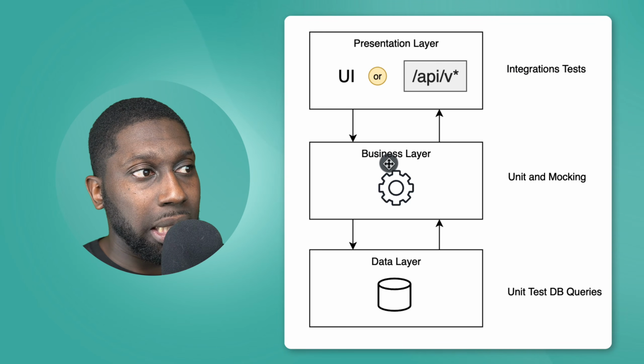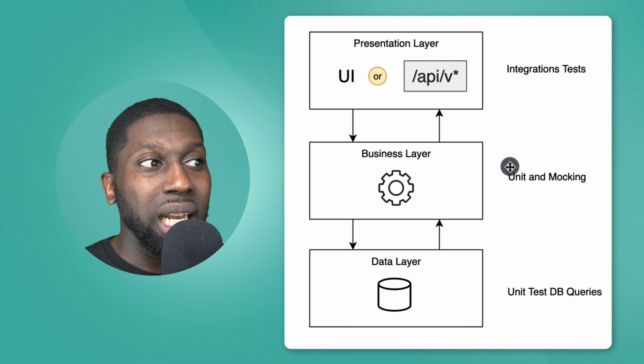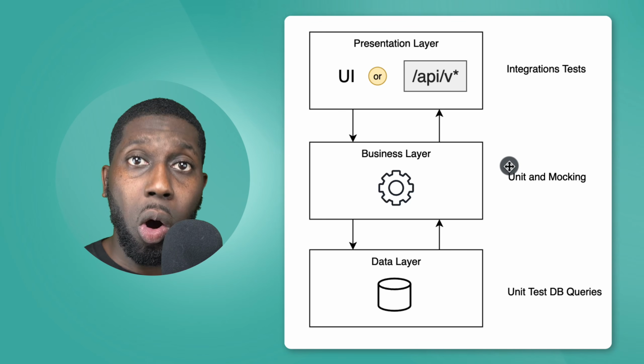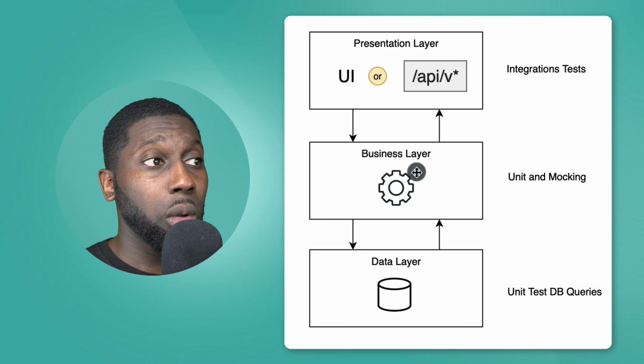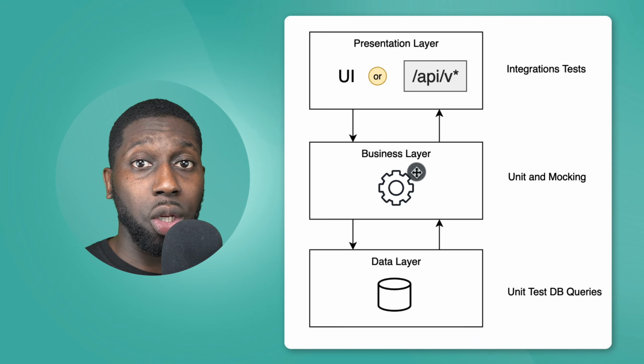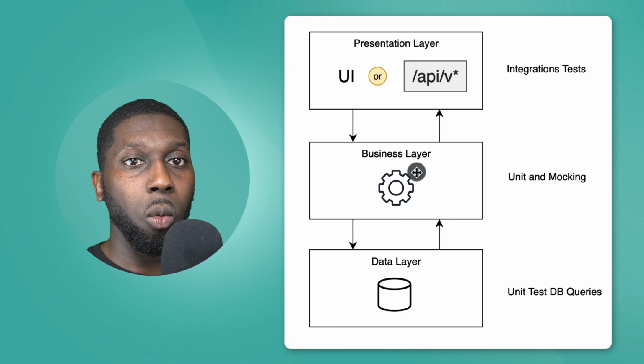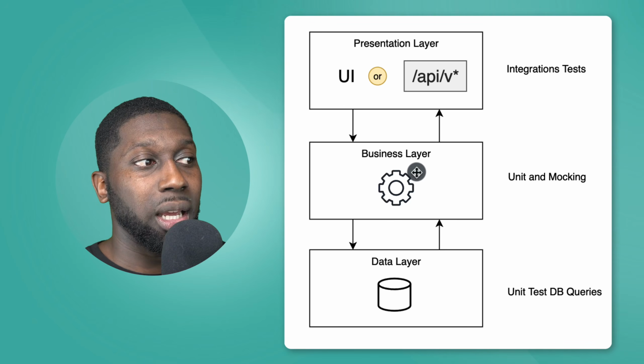Then we have the business layer. So here, this is mainly unit testing and mocking. In cases where you've got multiple service classes talking to each other, then if you test one class, you don't want to test it again when it's being used in a different class.